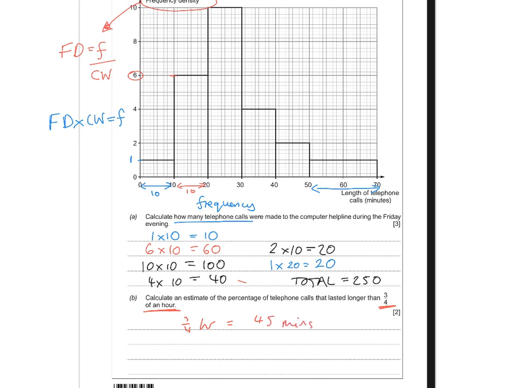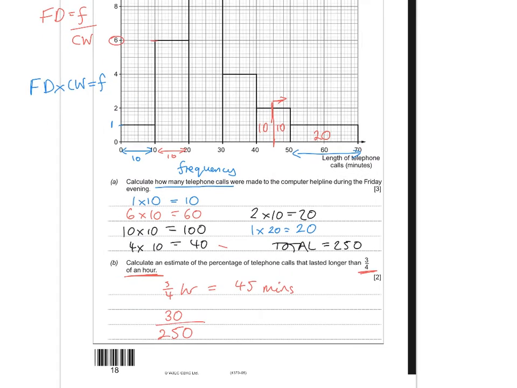So I'm looking for where 45 is on my length of telephone call, and I can see it right by here, 45. So I'm going to cut that bar there. So I want to know how many people took longer than that. I know this bar here was originally 20, and I've just cut it into 2 10s by cutting it in half. So the answer is there are 30 people who took longer than 45 minutes out of a total of 250 people.